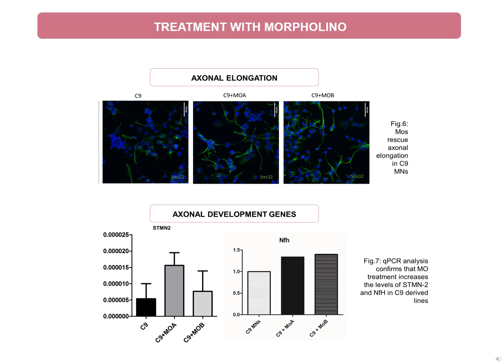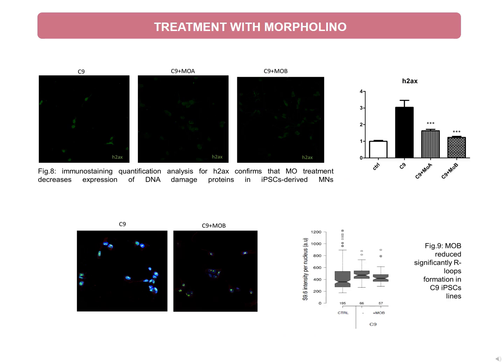Then we treated our cells with our two morpholino oligomers, and as you can see, this is staining for SMI32. Axonal development is partially restored, and so is the expression of STMN2 and heavy neurofilament in qPCR.